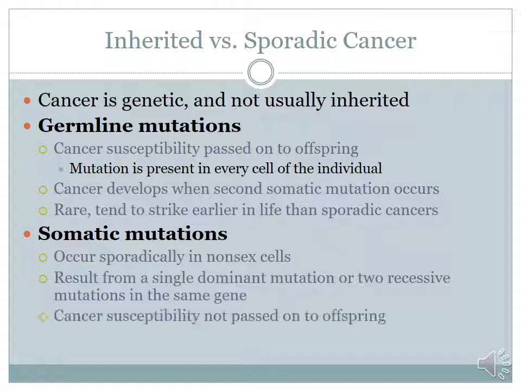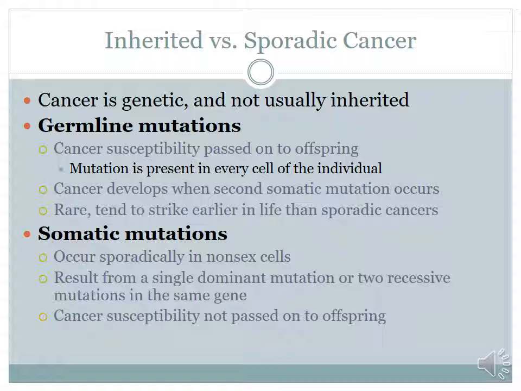If we look at inherited versus sporadic cancer, we know that cancer is genetic because it is caused by changes in DNA, but it's not usually inherited. Only up to about 10% of cases result from inheriting a cancer susceptibility allele from a parent. The inherited allele is a germline mutation, meaning that it is present in every cell of the individual, including the gametes. Cancer develops when a second mutation occurs in the other allele in a somatic cell in the affected body part. The majority of cancers are sporadic and caused by somatic mutations, which affect only non-sex cells.